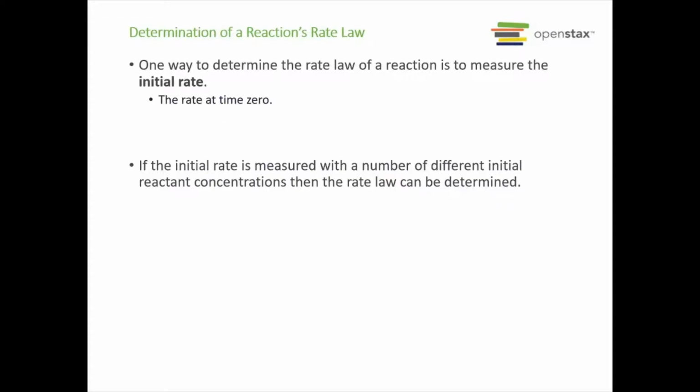One way that we determine the rate law of a reaction is to measure the initial rate, which is the rate of the reaction at time 0. So what we do is we take the initial rate with a number of different initial reactant concentrations. So we go, okay, I'm going to do 3 trials where my concentration of NO stays the same, but I change ozone concentration. And then I'm going to do some trials where I keep ozone the same and I change NO. And then I can use that to determine the rate law. And we're going to look at that in an example, which makes a lot more sense than just words on paper.